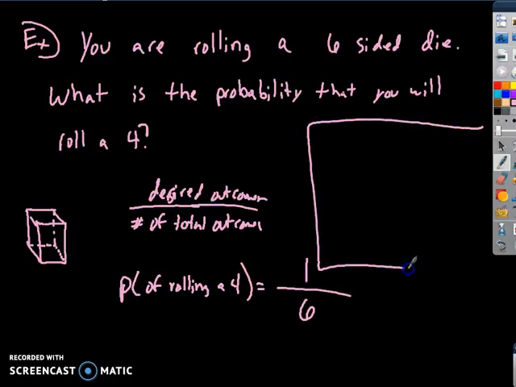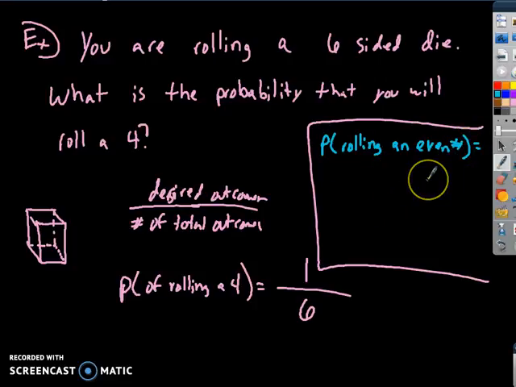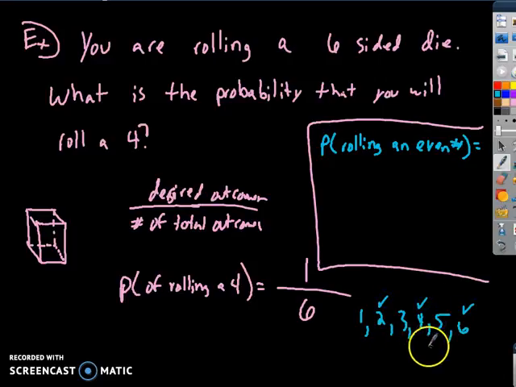Now a new example using the same question. Suppose I ask, what's the probability of rolling an even number? The numbers are 1, 2, 3, 4, 5, 6. 2 is even, 4 is even, 6 is even. So you've got 3 possible outcomes to be even, out of 6 total. So it's 3 out of 6, or you can say 1/2. So it's basically a 50-50 chance that you roll an even number, theoretically.